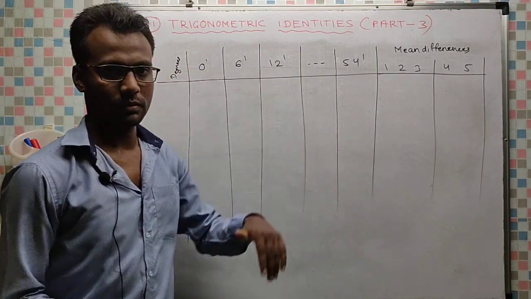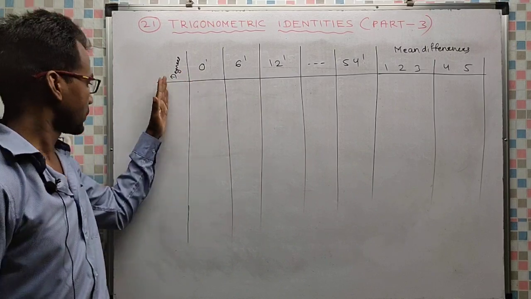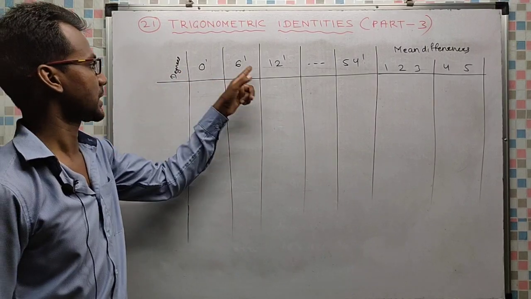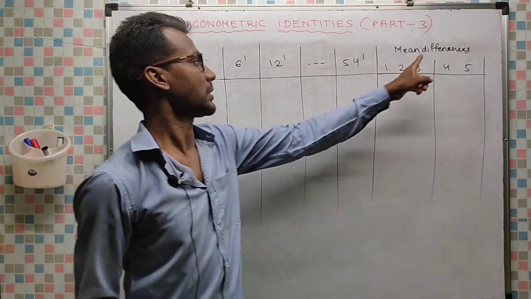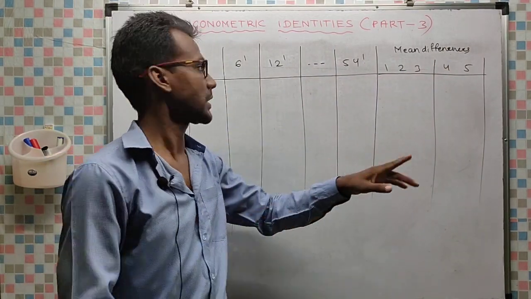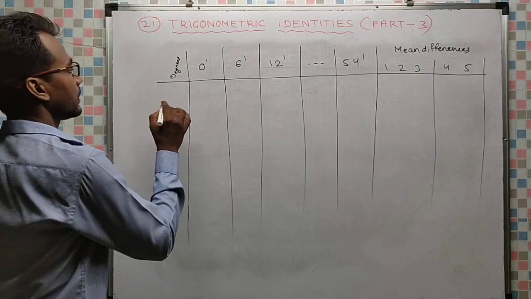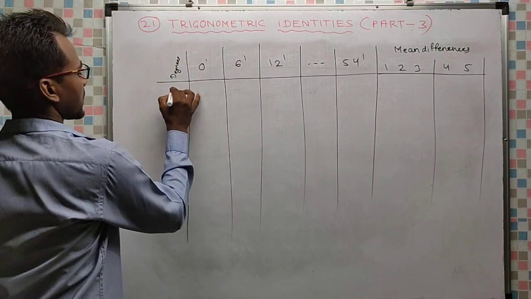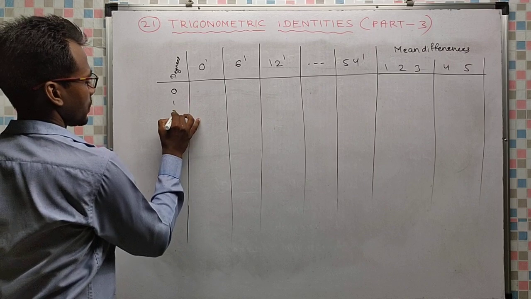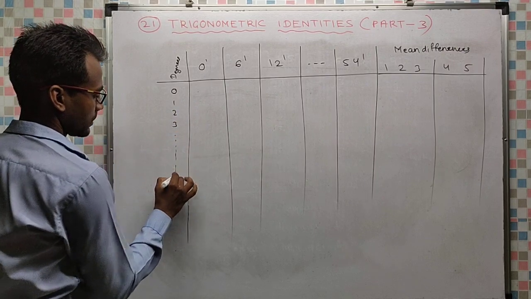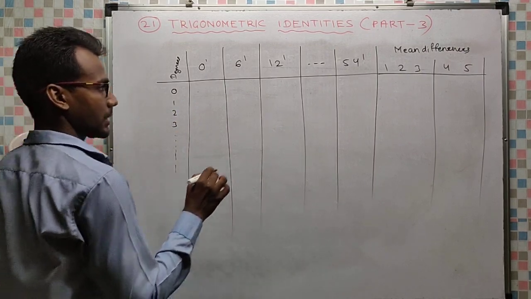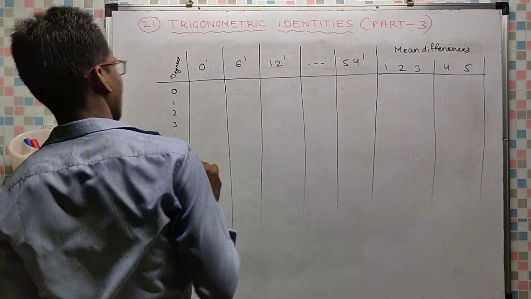This is the first row. Degrees will be written here. These are minutes: 0 minutes, 6 minutes, 12 minutes till 54 minutes. These are mean differences. I will explain what all these are: 1, 2, 3, 4, 5. Then it starts from 0, 1, 2, 3. In this way it continues, on page number 451, till 44.